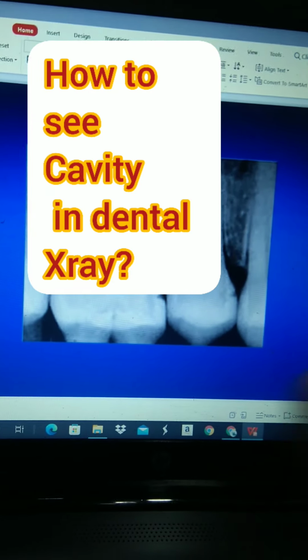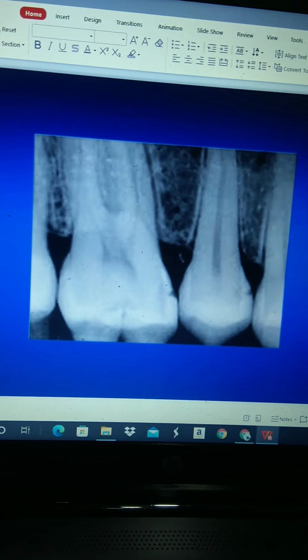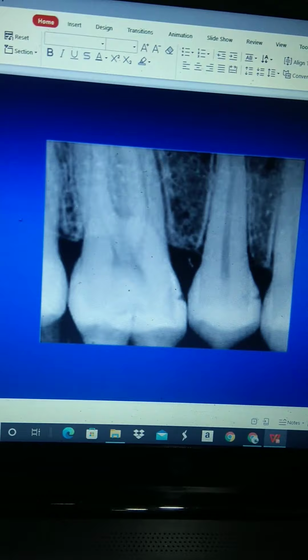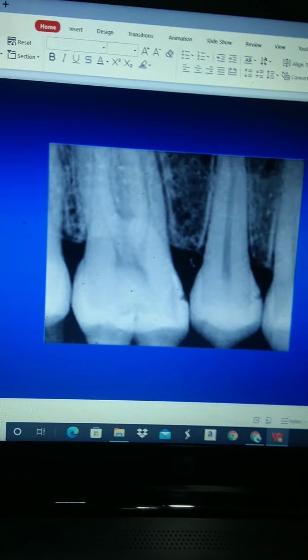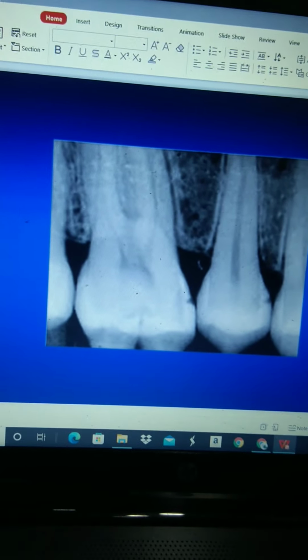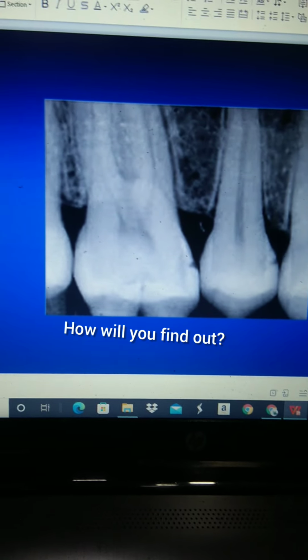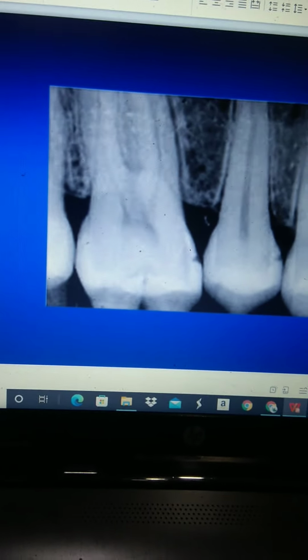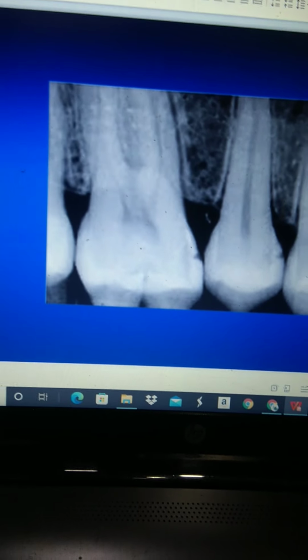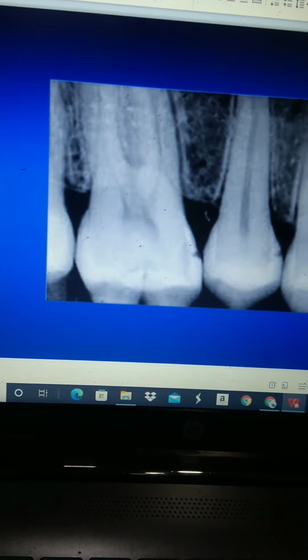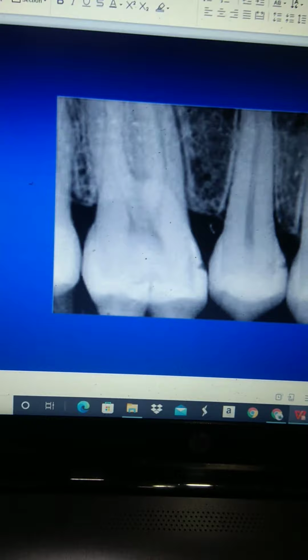Suppose your dentist has taken this x-ray and given it to you and told you that you have a cavity. Now how will you note where your cavity is? I'm not having pain, I'm not having sensitivity. Why does the dentist want to restore it? Why does the dentist want to fill it up?